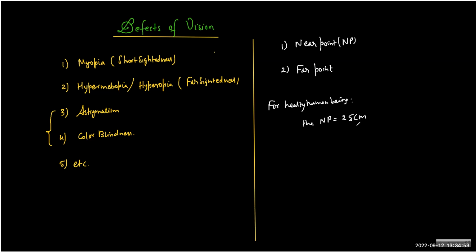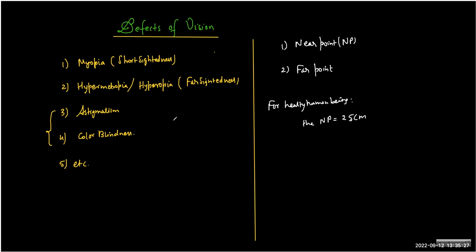And it is assumed that this is the separation at which if you keep any object, then the image will be sharp and contrasted. So you can see the brightest image and the biggest image without any blurriness if it is kept at 25. If it is at less than 25, then the image will be bigger, but it will be blurred.